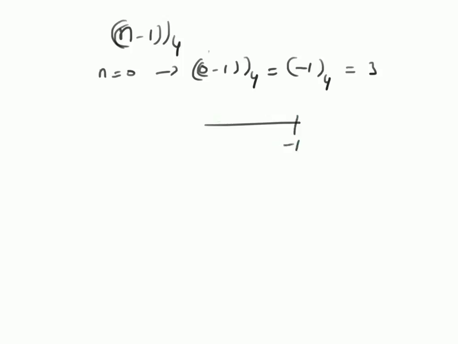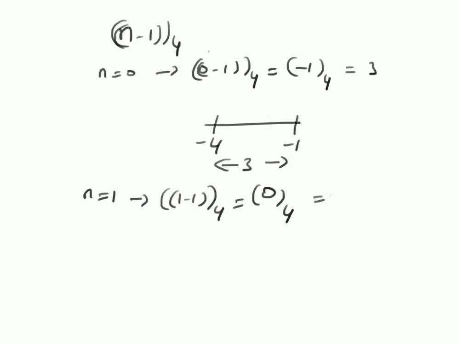Minus 1 and the previous multiple, that is minus 4, is clearly equal to 3. So that is why minus 1 mod 4 is equal to 3. Similarly, for n equal to 1, we have 1 minus 1, that is 0 mod 4, which is obviously equal to 0 because 0 is a multiple of 4.